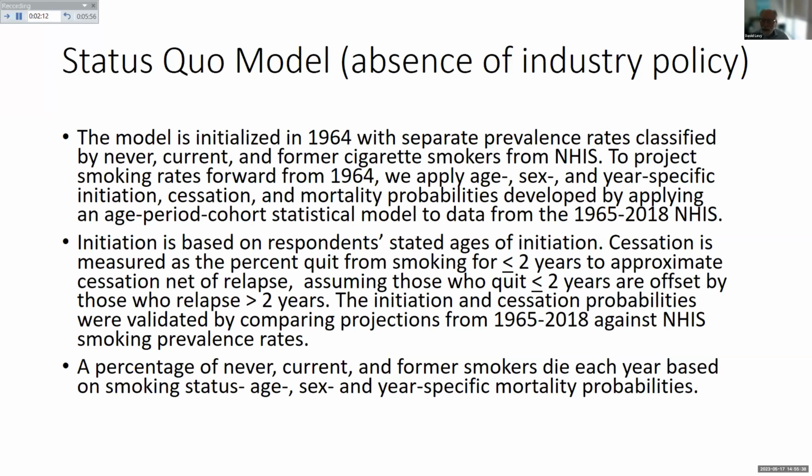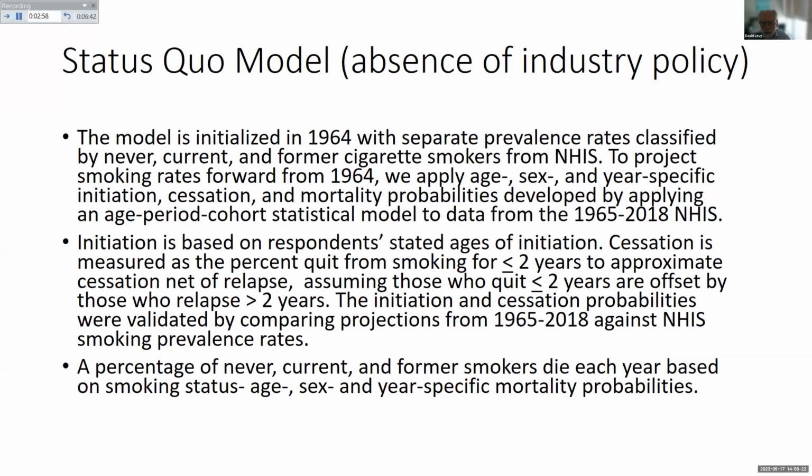So this method is a simplified method, which effectively looks at the trade-off of people who have not quit for 2 years as offset by those who would have relapsed after 2 years, based on studies and so on. The initiation and cessation probabilities were validated by comparing projections from 1965 to 2018 against the actual NHIS smoking prevalence rate. So that was kind of a double check.